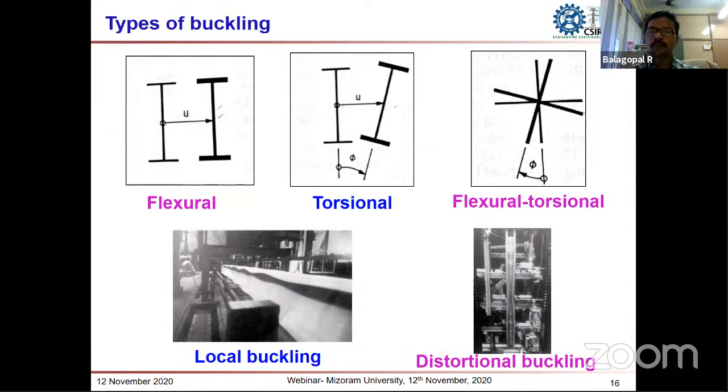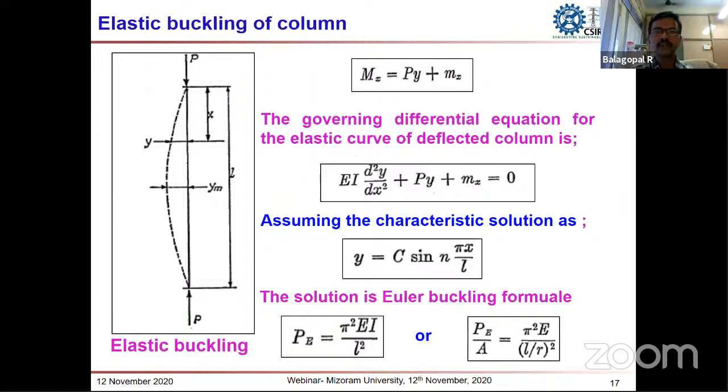There is one more type of buckling called distortional buckling. That is intermediate between local buckling and member buckling. That will occur mainly in the case of channel sections. And this is the basic elastic buckling equation for a prismatic section.